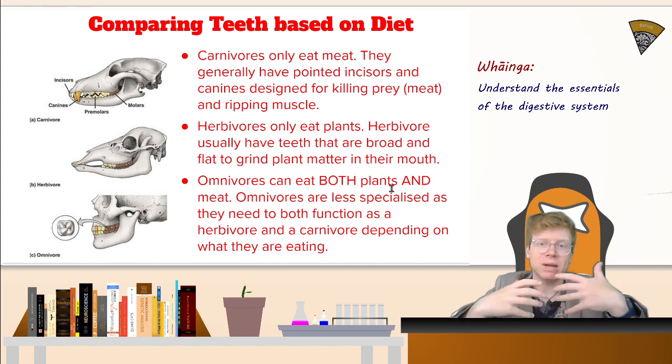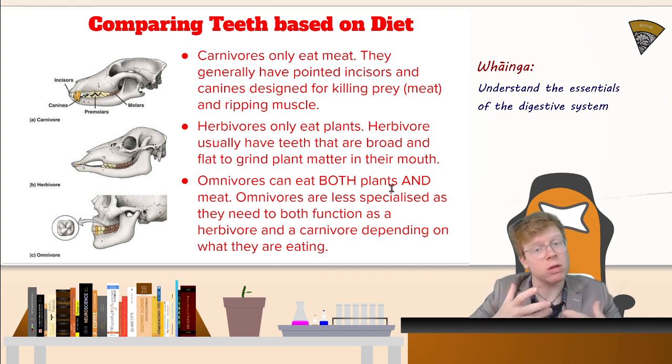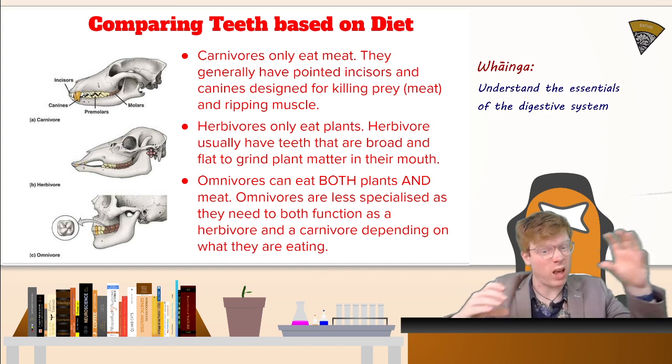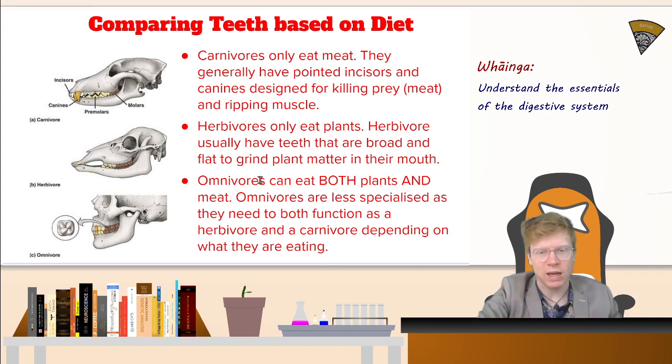Omnivores eat both plants and meat, so they need to be able to do both. They're less specialized, right? But they have the ability to both rip and tear when needed and to be able to crush and chew when needed. But they're not going to be as good as the herbivore and carnivore at their specialized things, right? So omnivores like us eat both meat and plants. Herbivores only eat plants, and carnivores only eat meat. If you know that, you're good.